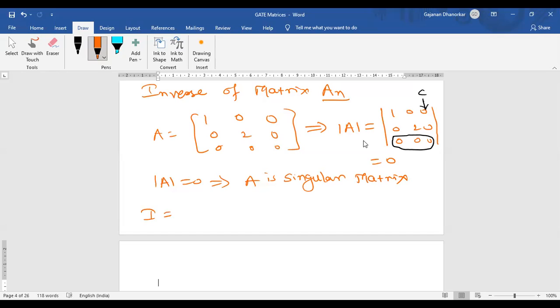And every time remember, what is the determinant of an identity matrix? Take any order: 1 0 0, 0 1 0, 0 0 1. This is the identity matrix I3. What is the determinant of this matrix? It is 1. The determinant of an identity matrix is 1.